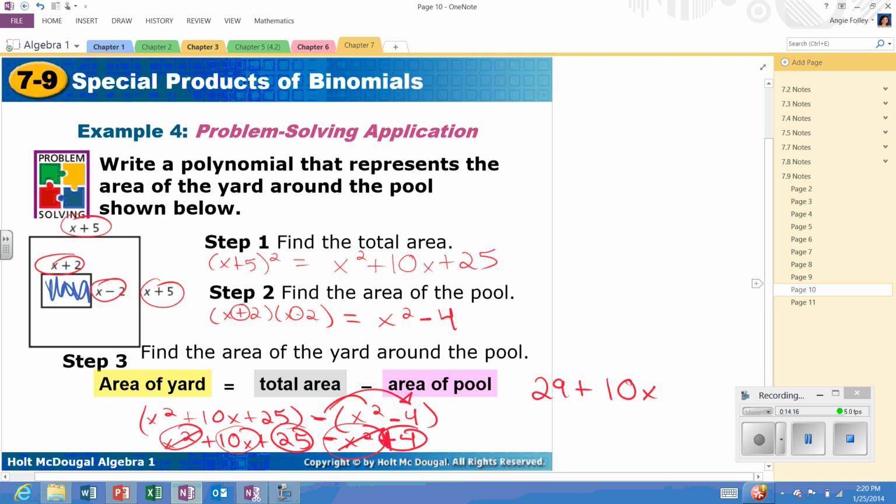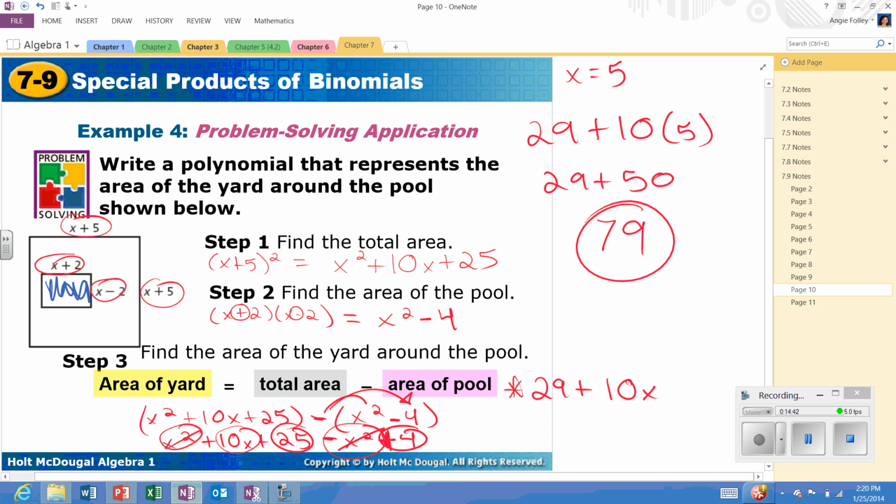If on this last one I had asked a bonus question, I had said, okay, so if that's the area around the pool, what will the area be if x equals, I don't know, let's say x equals 5. So this is the area around the pool, and I said, okay, what's that area if x equals 5? So if x equals 5, all you have to do is plug in x and get 29 plus 50, which is 79. So that's just another step if I had asked you to do that. All right, and we're done.